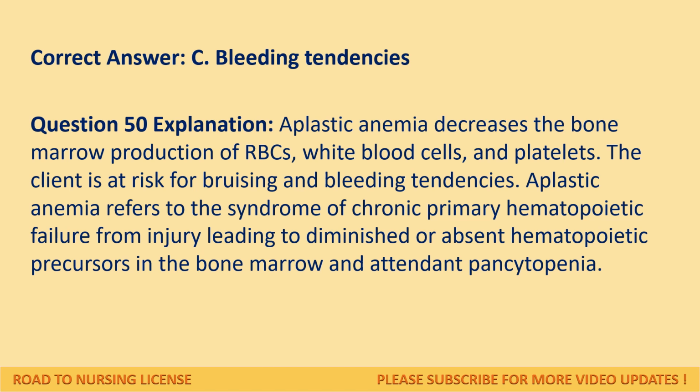Question 50. Explanation. Aplastic anemia decreases the bone marrow production of RBCs, white blood cells, and platelets. The client is at risk for bruising and bleeding tendencies. Aplastic anemia refers to the syndrome of chronic primary hematopoietic failure from injury leading to diminished or absent hematopoietic precursors in the bone marrow and attendant pancytopenia.